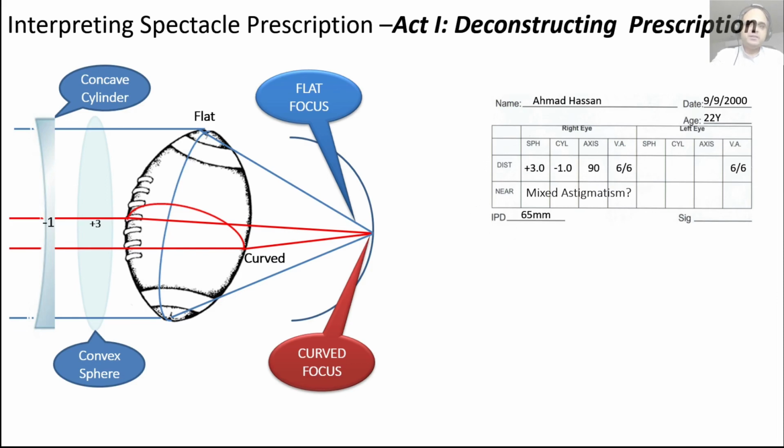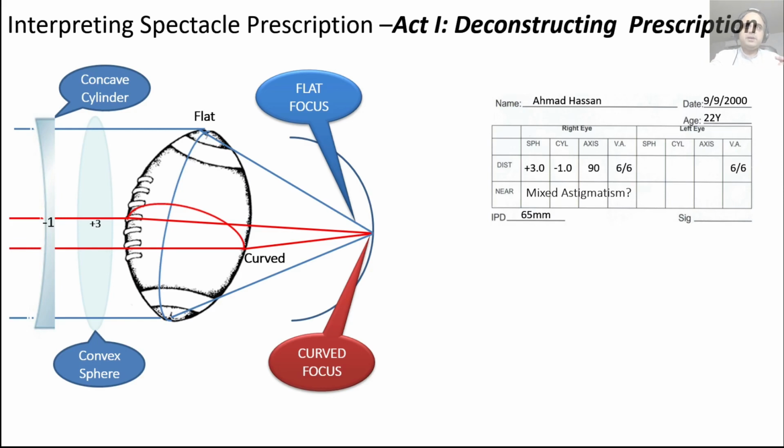Looks like mixed astigmatism because we have a plus sphere and a minus cylinder. So we are using two different lenses of opposing signs, which probably implies this is mixed astigmatism. This is misleading. I'm telling you right now, this is not mixed astigmatism. So what is it? We need to deconstruct this prescription in order to figure out the type.